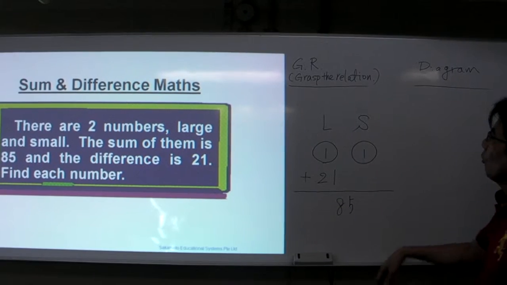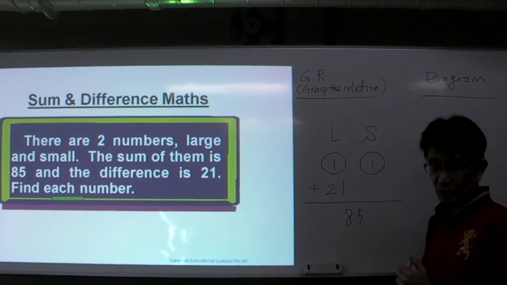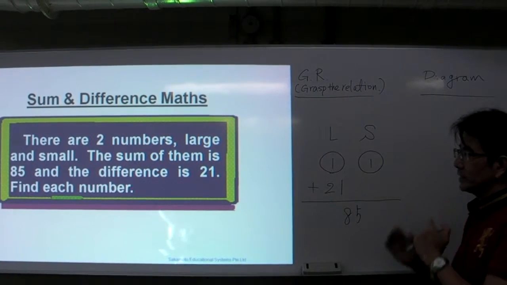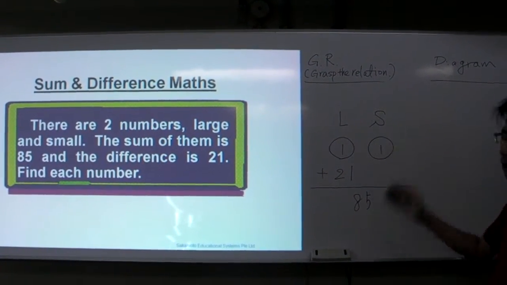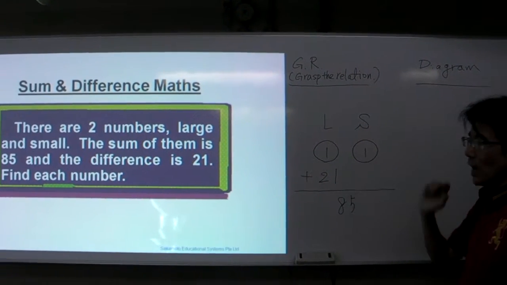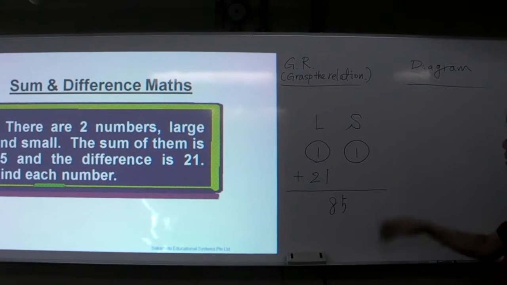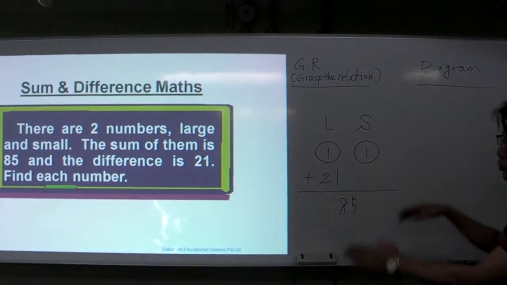And when we start a question, we must make this table. This table is called GR. GR stands for grasp the relation. So students can summarize the data in this question in this table format. This is step 1. Our goal, find each number. So this 1 circle, how much actually? In order to find the value of the 1 unit, 1 circle, what should we do?